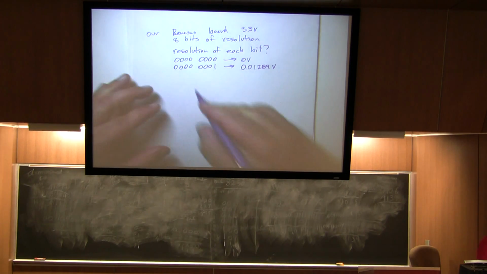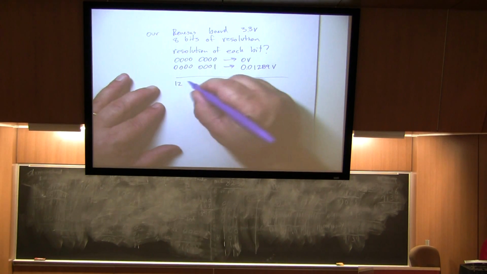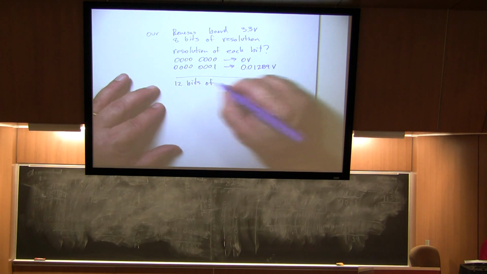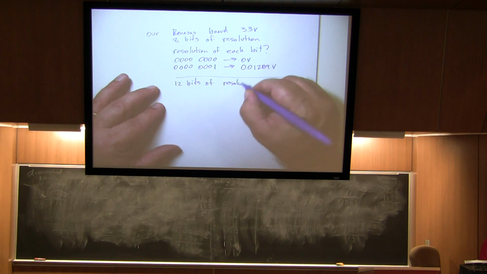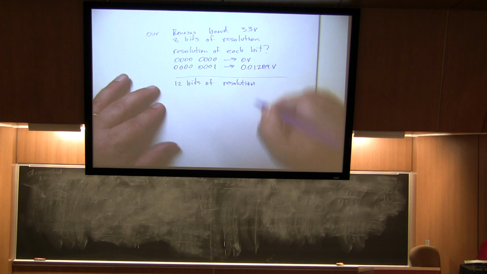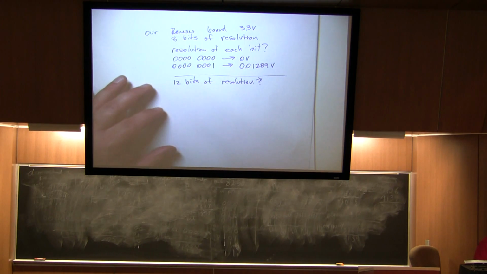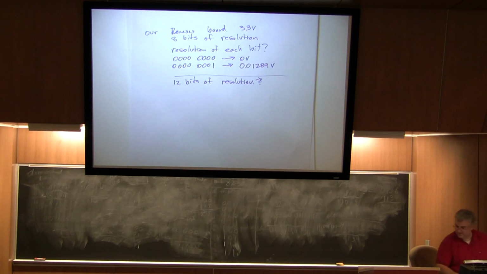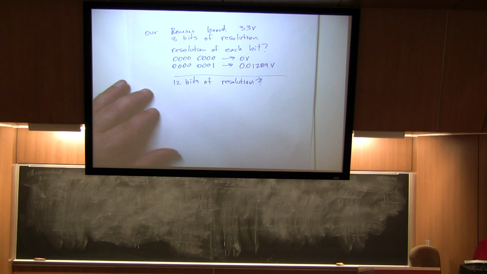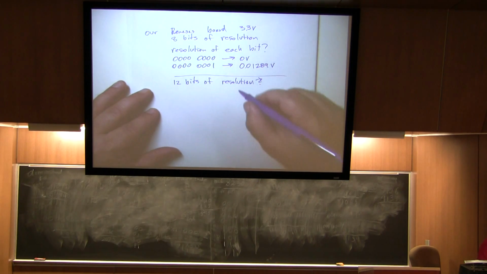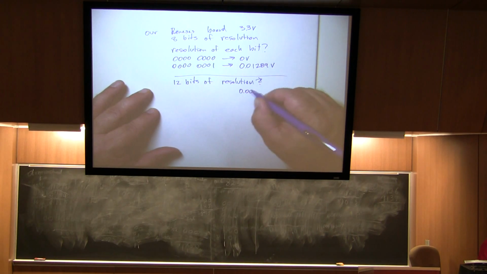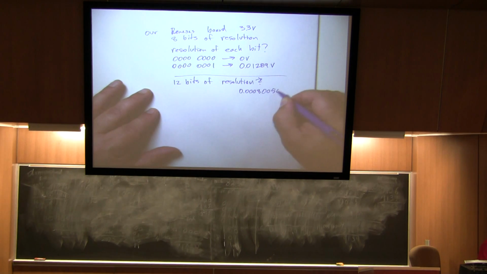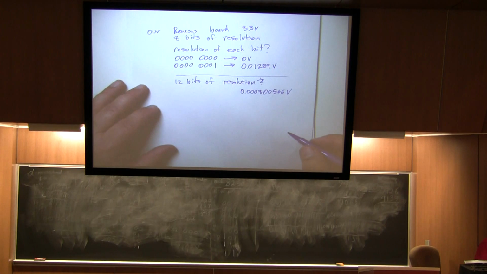Oh, so if we have the same board and we use 12 bits, what do we get? 0.0008. That's pretty darn low, right?